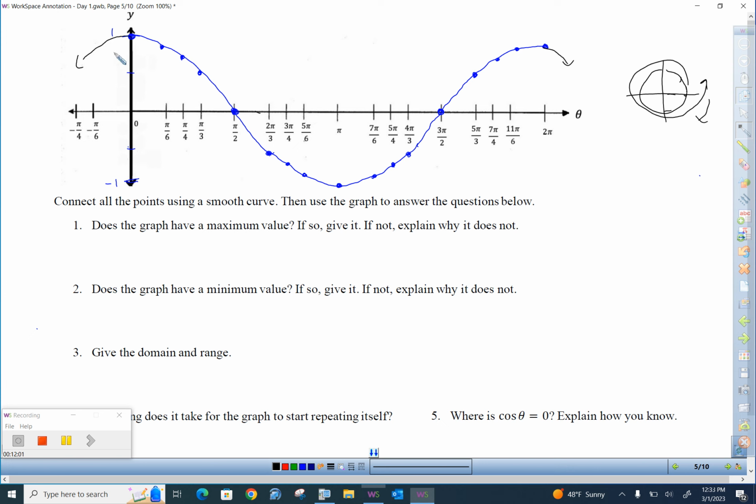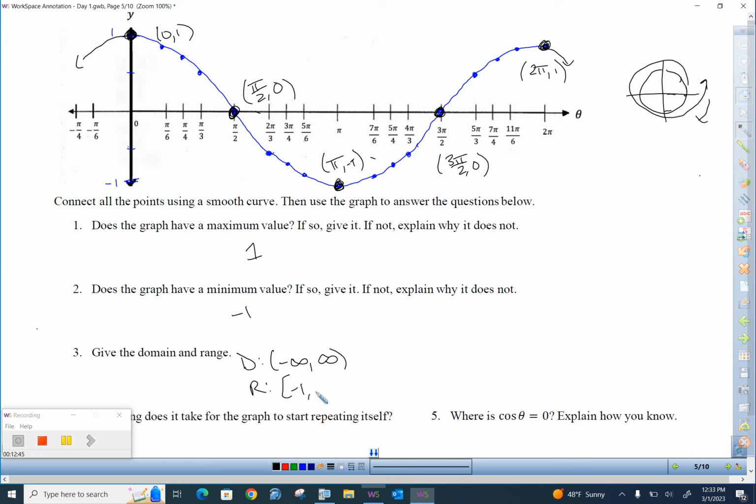Okay. We're going to label those important points that relate to the 4 points on the unit circle. So that's 0, 1, just looking at x, y. Pi over 2, 0. Pi, negative 1. And 3 pi over 2, 0. Finishing back right at 2 pi, 1. The maximum value is still 1. Minimum still negative 1.